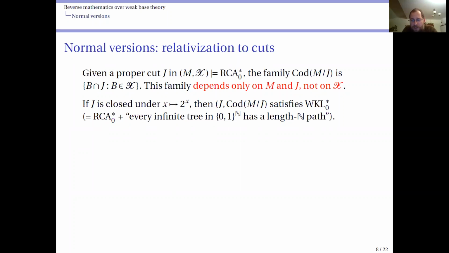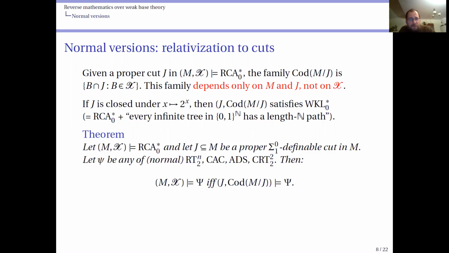And moreover, it satisfies a somewhat stronger theory called WKL0 star, which is RC0 star plus this additional principle called weak-Koenig's lemma that basically says every infinite binary tree has an infinite path, where to emphasize that infinite here means of length, covering every natural number along the way, I wrote length n. But basically, weak-Koenig's lemma says every infinite binary tree has an infinite path.